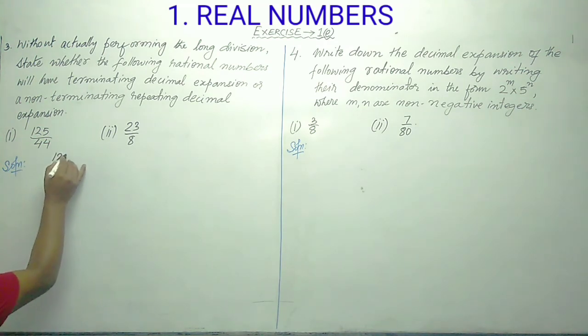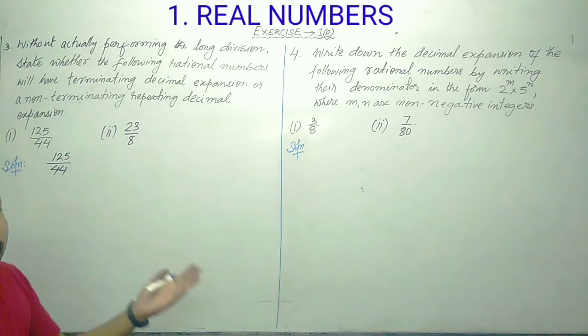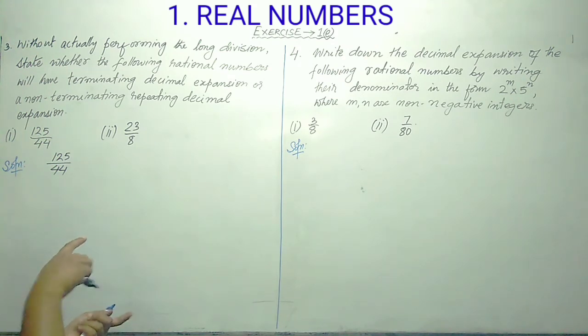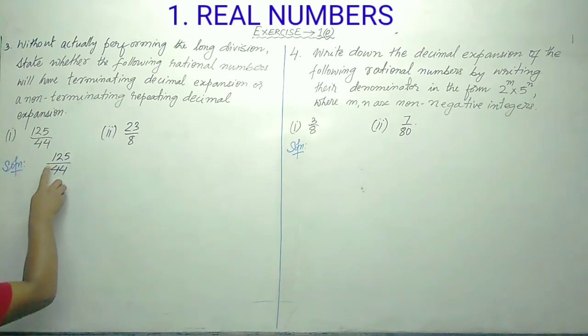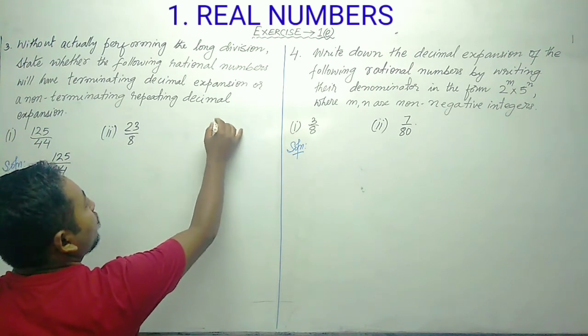You have 125 by 44. Now the question says without performing long division. Now which method? If you look at that theorem, it says the prime factorization of the denominator must be in the form 2 to the power m into 5 to the power n. First let us find out the prime factorization of 44.